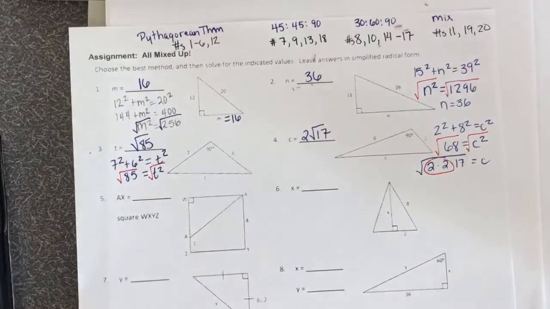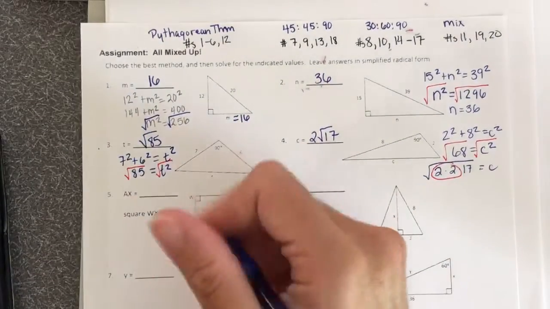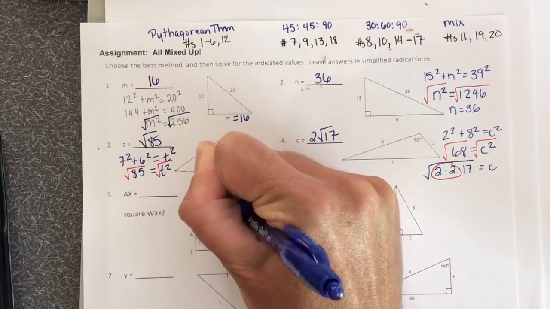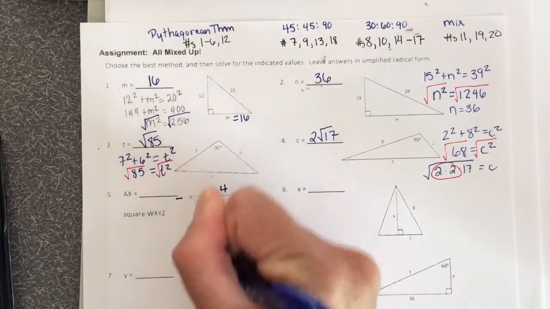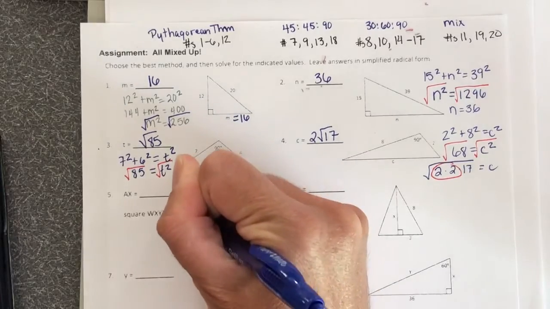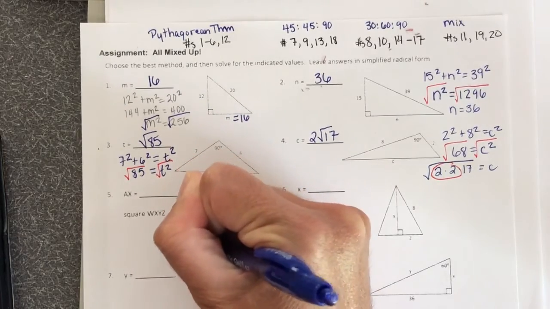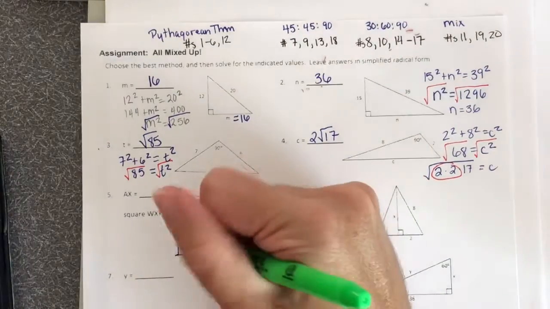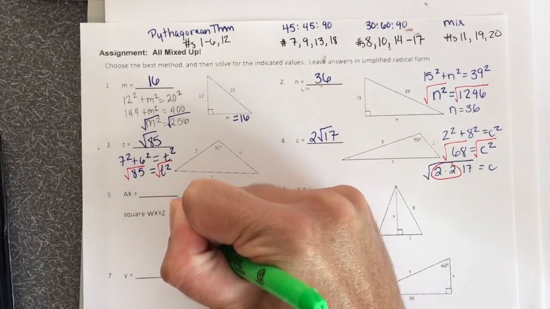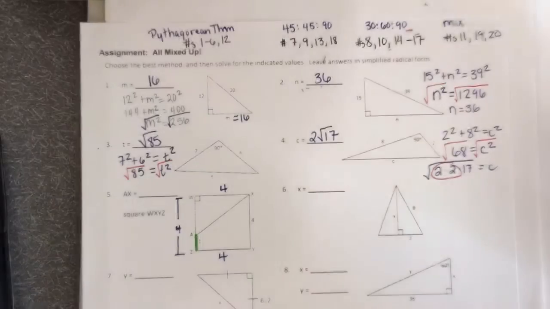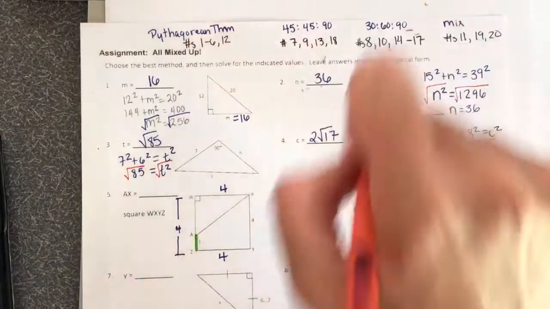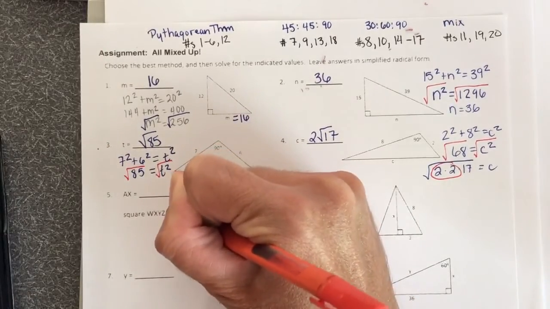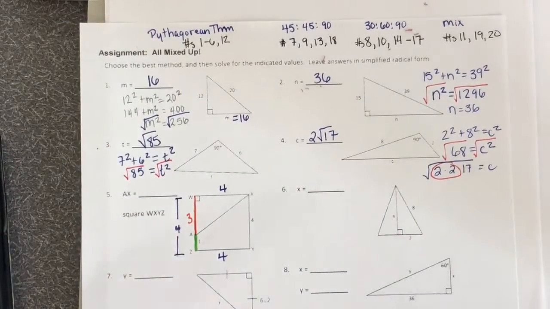So they've told me it's a square, so that means I know that all of my side lengths are equal. They're all going to be 4. And so I know that the length of WZ has to be 4. Well, if this segment right here is 1, then that means that the remaining segment has to be 3 because 3 plus 1 is 4.